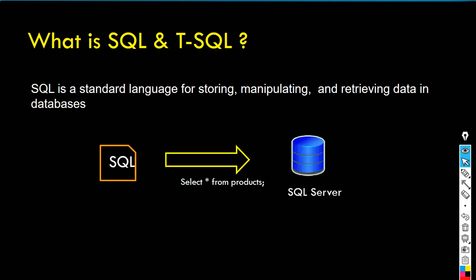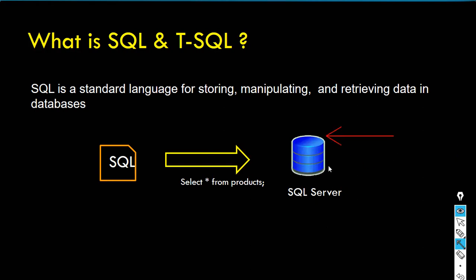Okay, so let's say you have a SQL server. Here you have created a table called products. All the products that you select are stored in this SQL Server database. To access the values stored in the products table, we use a select statement. Using the statement, we can retrieve the data from the table.